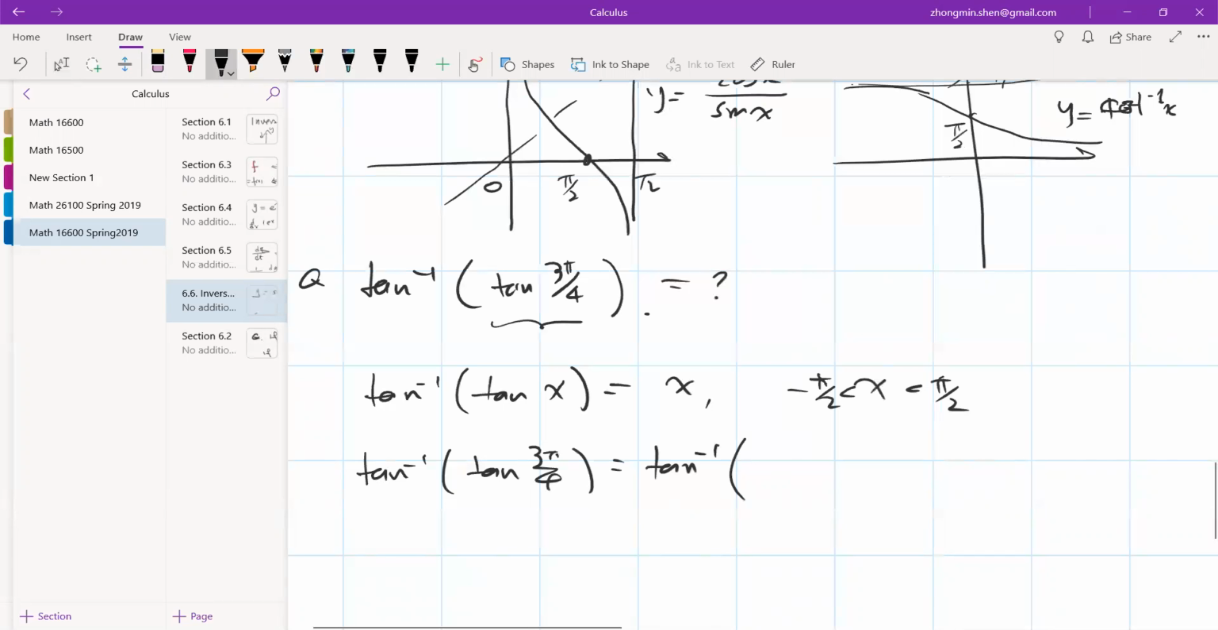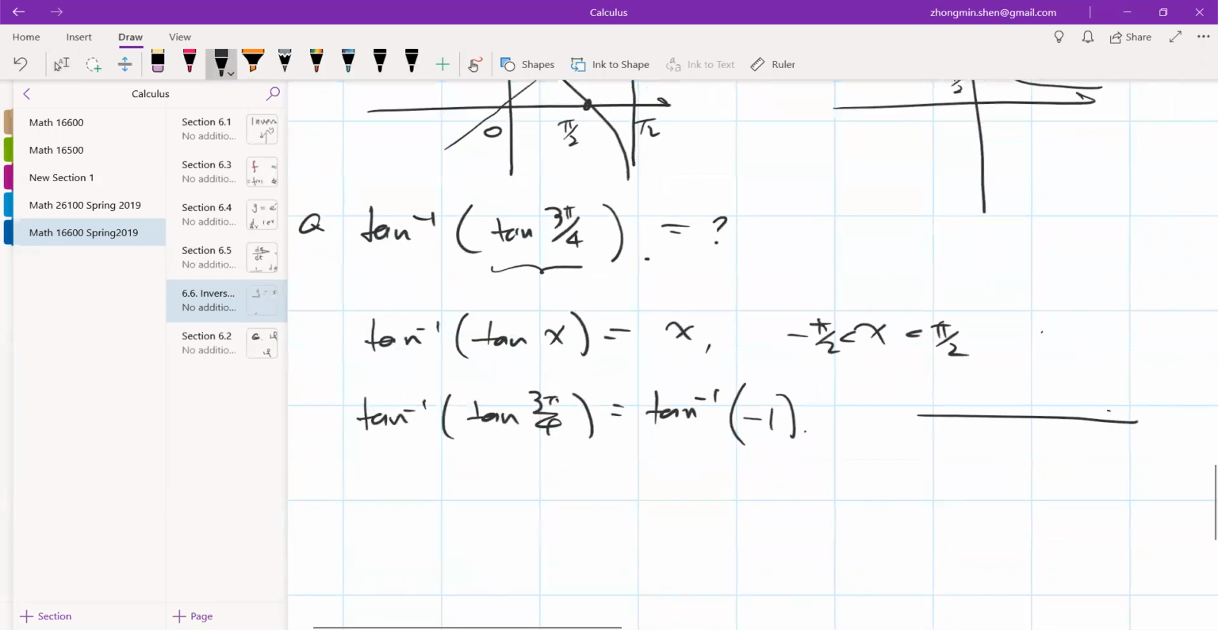Tangent of 3 pi over 4 is going to be -1. Okay, can you see that? It is the angle here. Okay, so cosine of that angle is going to be negative. Sine of that angle is positive. The ratio is going to be negative. If you only memorize the values of sine and cosine for special angles, then you can use that to get the values for tangent.